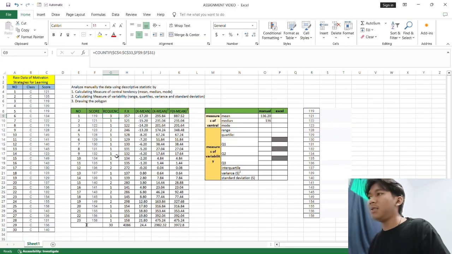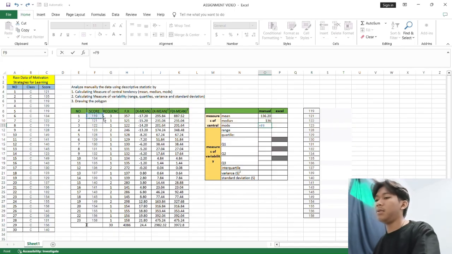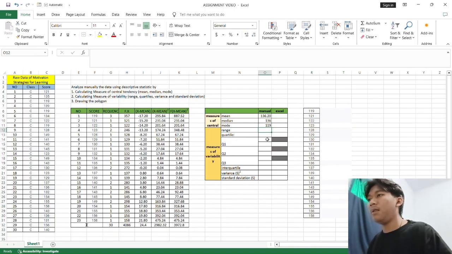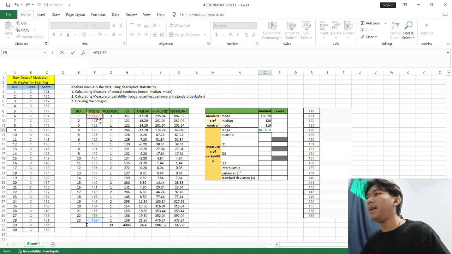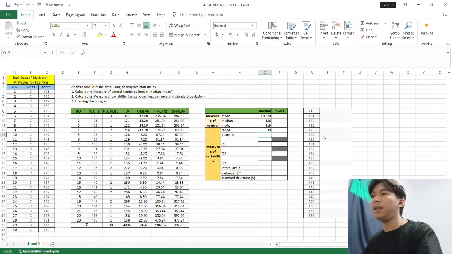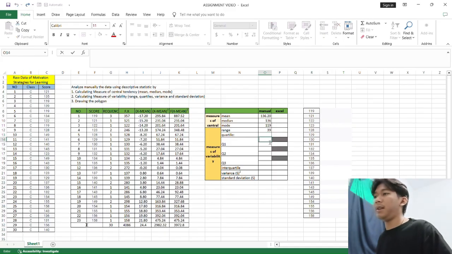And then the next is we're gonna find the mode. It's simple, guys. Just look at the most frequently appearing number in our data or the score tab. Okay, so it's gonna be 119. So we do it like this, and there we have it. The mode is 119. And then to find the range, we're gonna subtract the lowest number in our data from the highest number. The highest data is 158, so it will be subtracted by 119, which is the lowest data. So the range is 39.